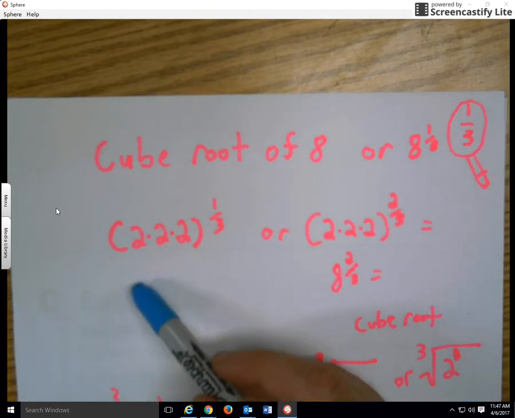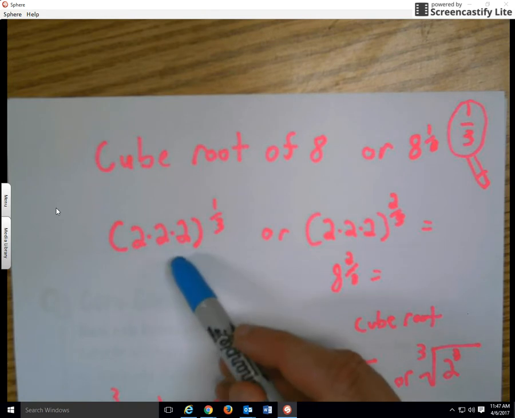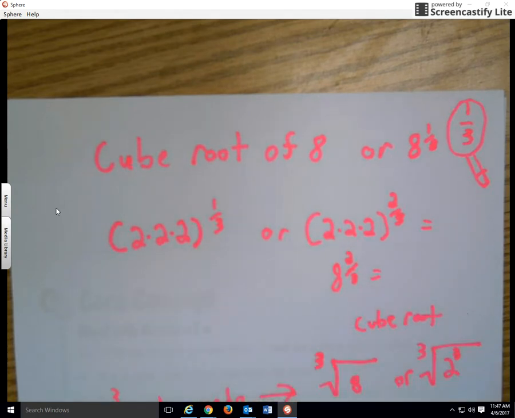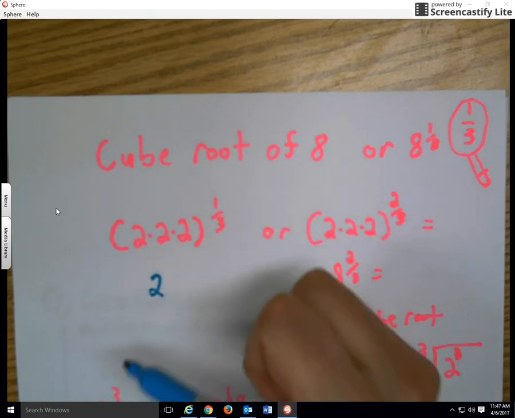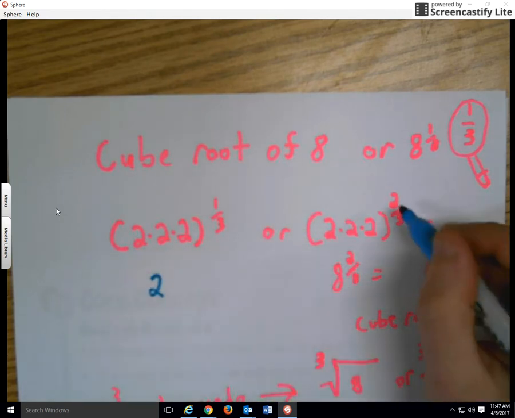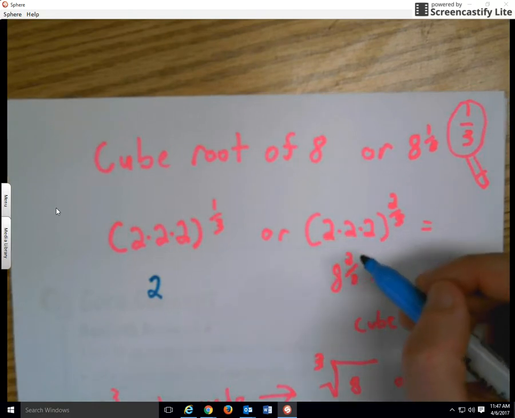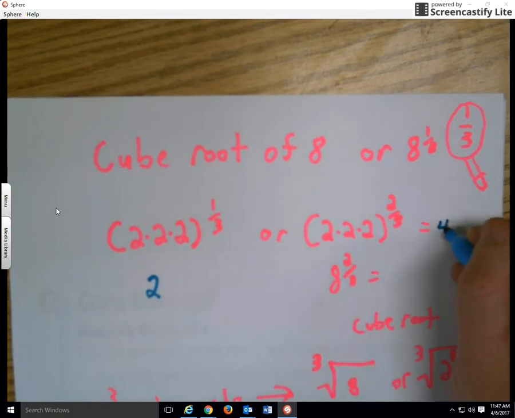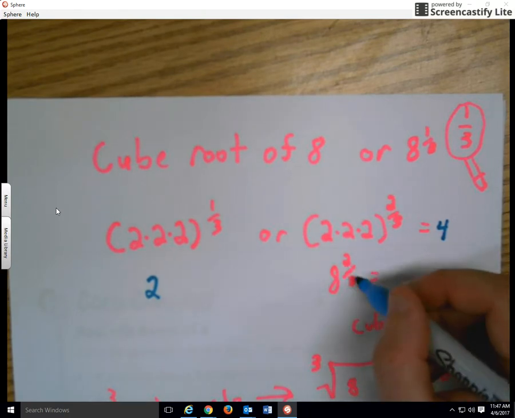And a way to think about that would be saying 8 is the same thing, in factor form, as 2 times 2 times 2. So if I were to do 1/3 of 2 times 2 times 2, well, the answer would just be 2. That would be 1 out of the 3, right? Or what if I were to do 2/3? If I were to do 2/3 of 2 times 2 times 2, well, the answer would just be 2 of those factors, 2 times 2, which would be 4.